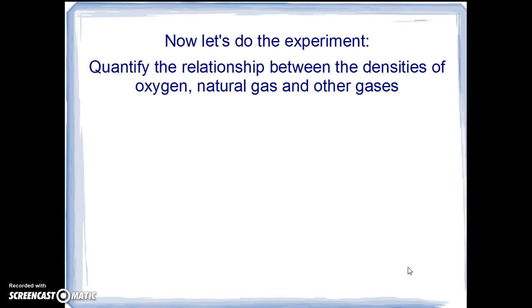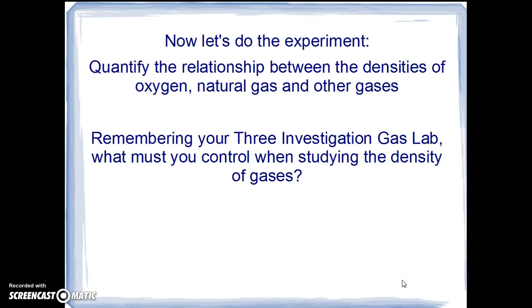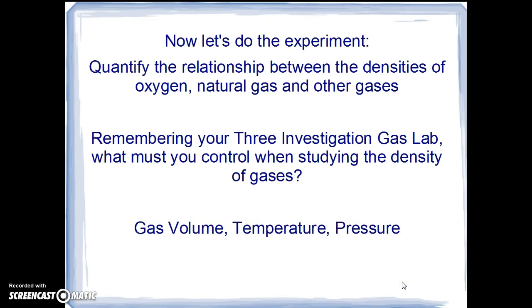Now let's do the experiment. You're going to quantify the relationship between the densities of oxygen, natural gas, and probably carbon dioxide and maybe even other gases. Once you are finished with that, you'll come back to this video. Remembering your 3 investigation gas lab, what must you control when studying the density of gases? Well, you have to make sure you're always starting at the same temperature and pressure, and that you always have exactly the same volume of gas. Now you can turn off this video and go do the experiment.